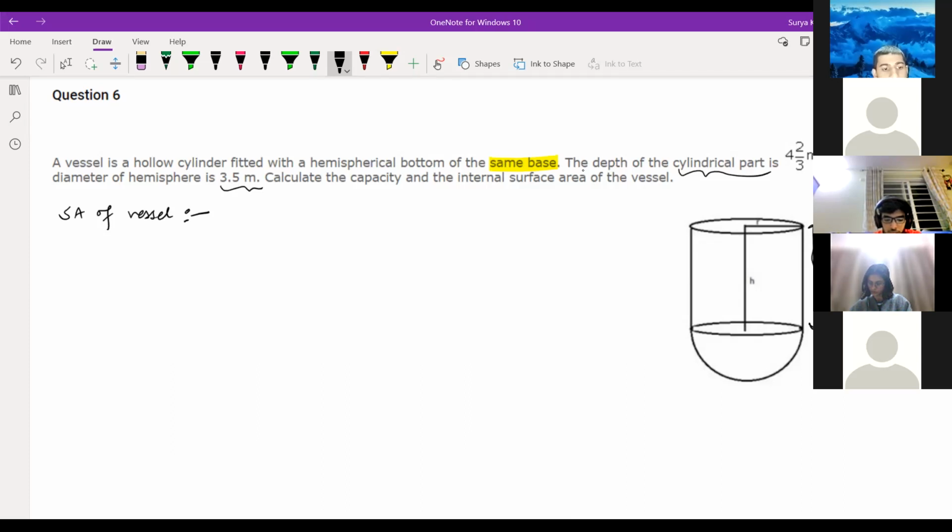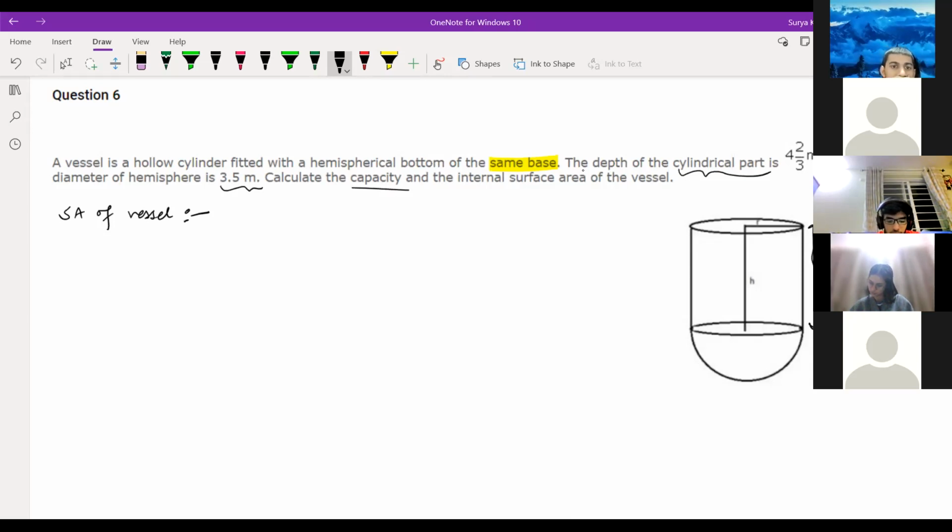Okay. And sir, then I am getting the answer as 70.5 meters square. Okay, fine, we'll check that. And the radius of the cylinder as well as your hemisphere part is 7 by 4. So till here is clear to you, Shreyas? Yes. So you have to calculate the capacity.